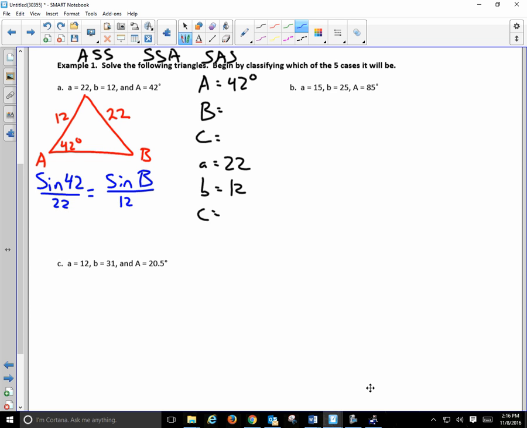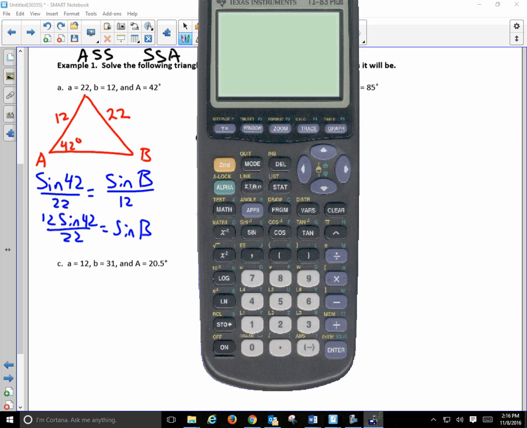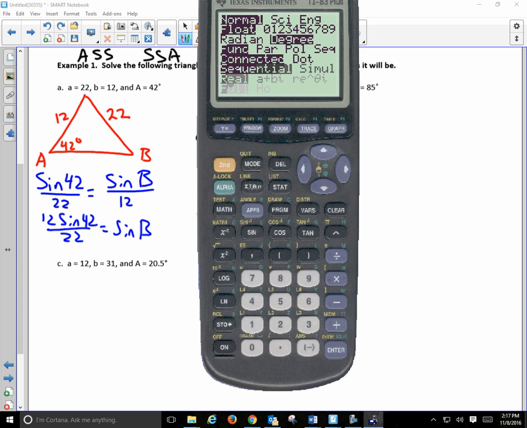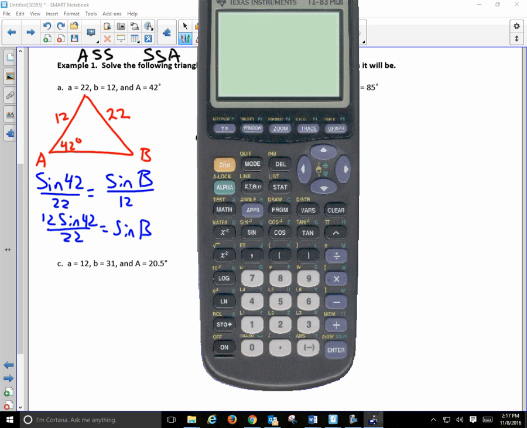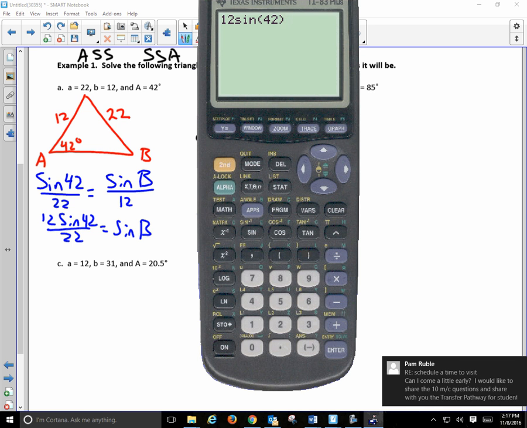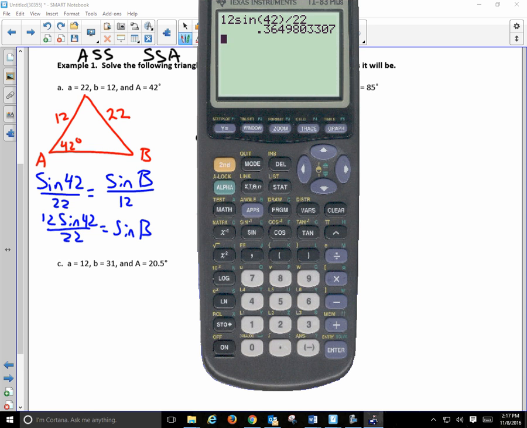So I'm going to multiply both sides by 12. 12 sine of 42 over 22 is equal to the sine of B. I'm going to make that into a decimal. Mode, I need to be working in degrees. I am. 12 sine of 42 divided by 22. And I get 0.3650.